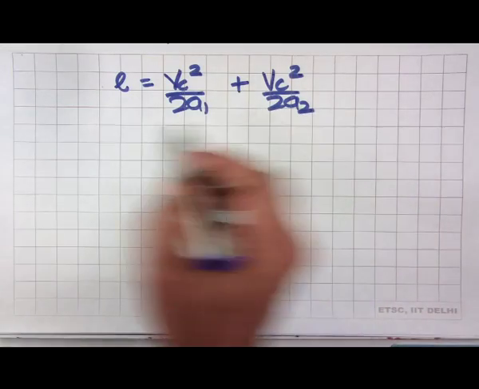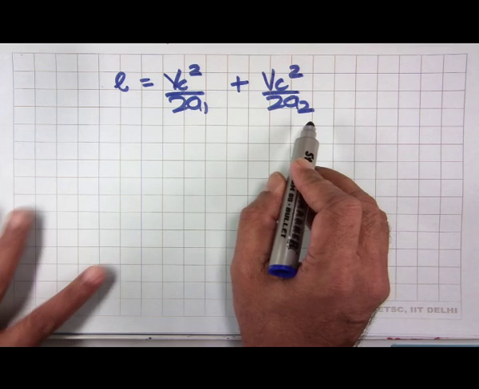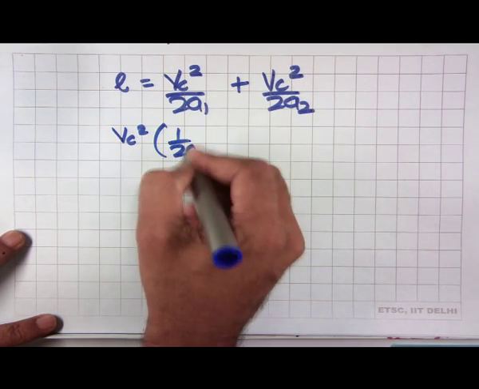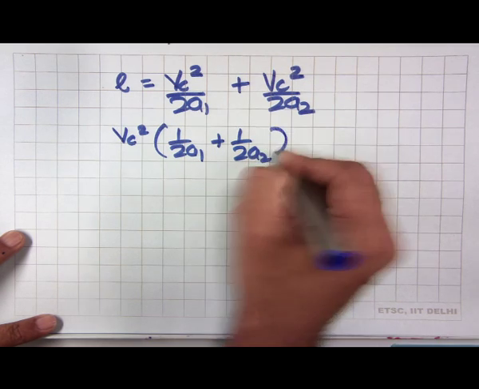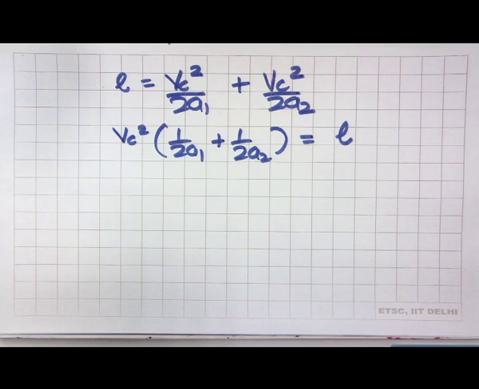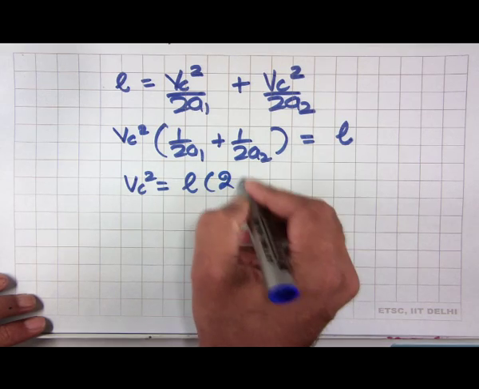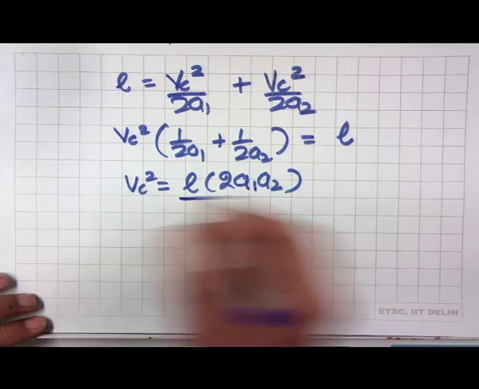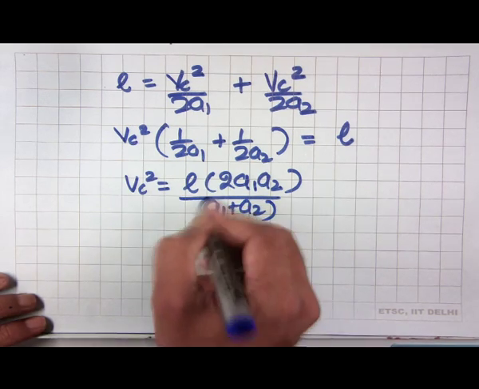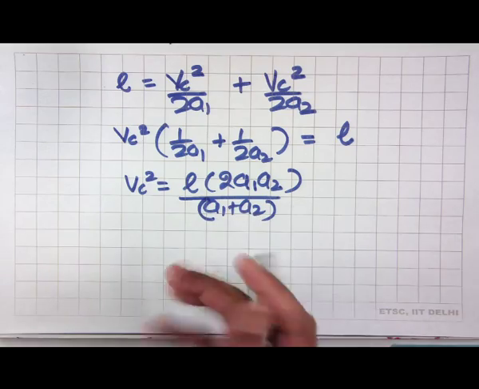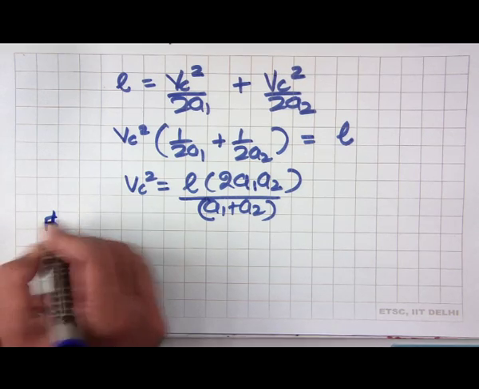What we are doing here is we know L, A1 and A2, and we have to get our answer. From here we get Vc square into 1 upon 2 A1 plus 1 upon 2 A2 is equal to L, so we have L in terms of Vc. This gives Vc square is equal to L times 2 A1 A2 divided by A1 plus A2, when you simplify. Now, the question is not to find Vc. If it was, we would already have the answer. We have to find the total time.